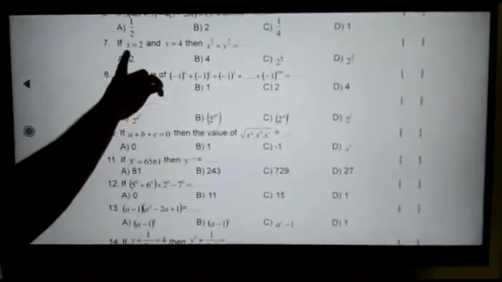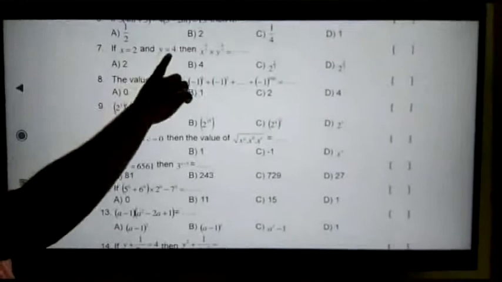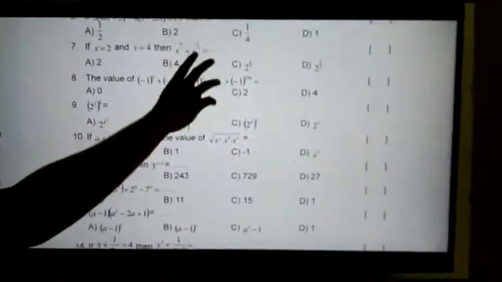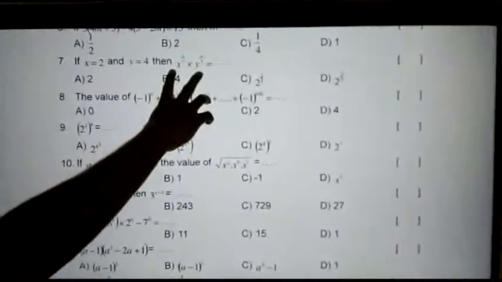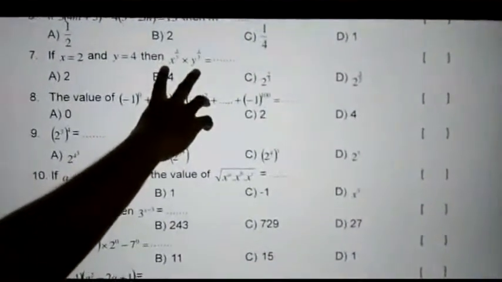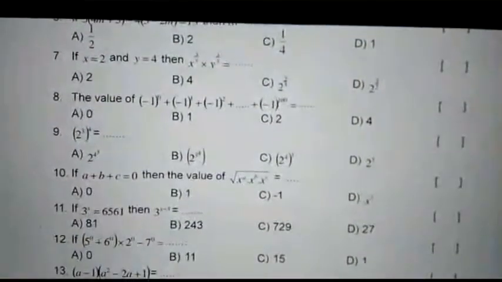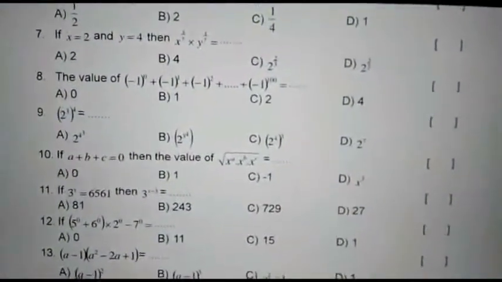The given question is: x is equal to 2 and y is equal to 4. Then x power x by y into y power x by y is what? Four options are given. So let us do this question.